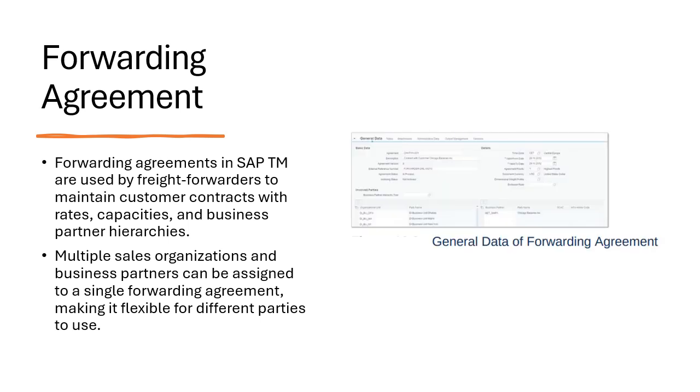And in this figure, this shows how the general data is maintained for forwarding agreements, such as which business partners are involved, validity date, and sales organization. It also shows the agreement status and version control as well.